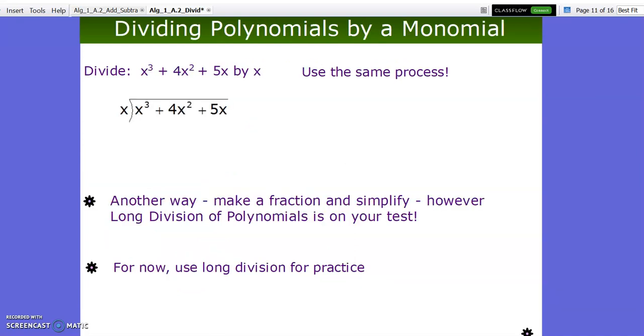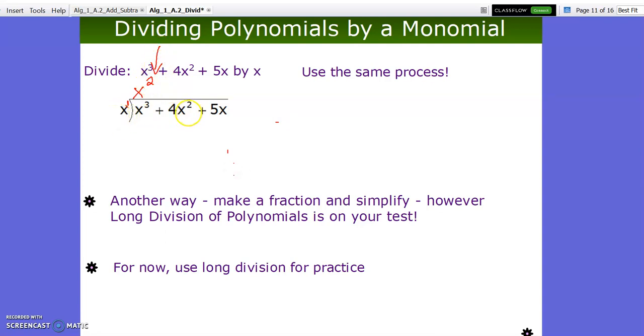Let's try dividing polynomials by a monomial. See, I've got this monomial out here. X goes into x to the third power, x squared. Where did that come from? Remember, your x on the outside here is to the power of 1. If I just subtract my exponents, 3 minus 1 gives me 2. And that's the exponent that you see right up there.